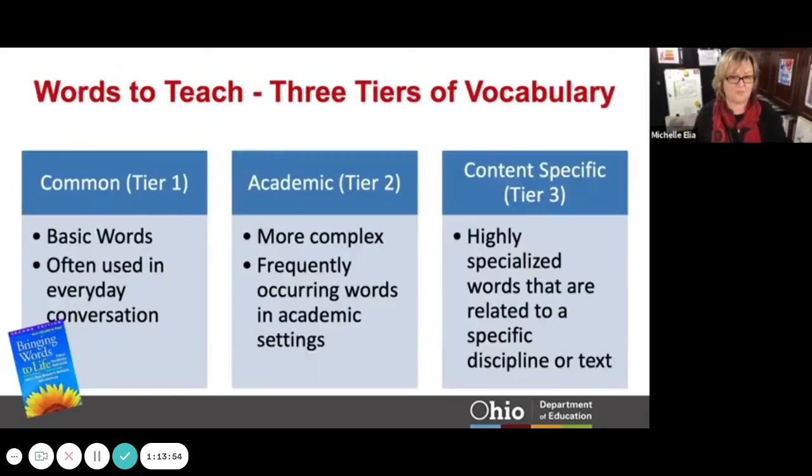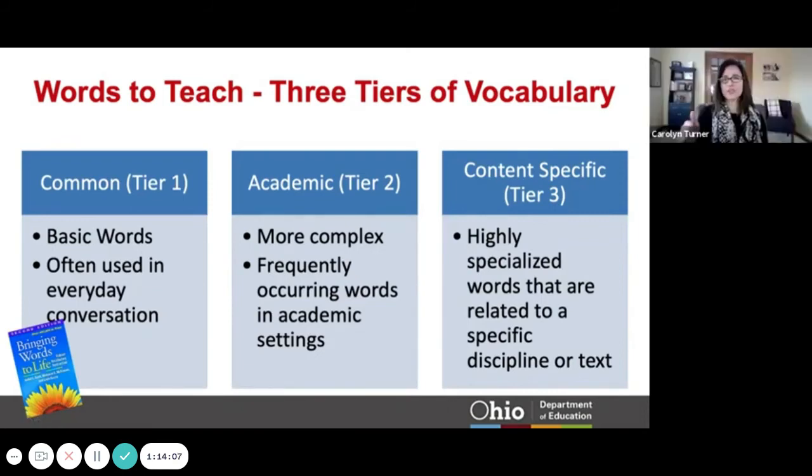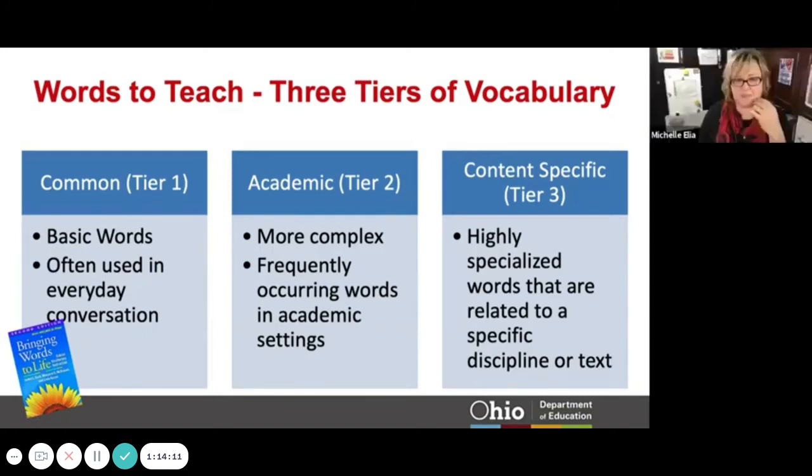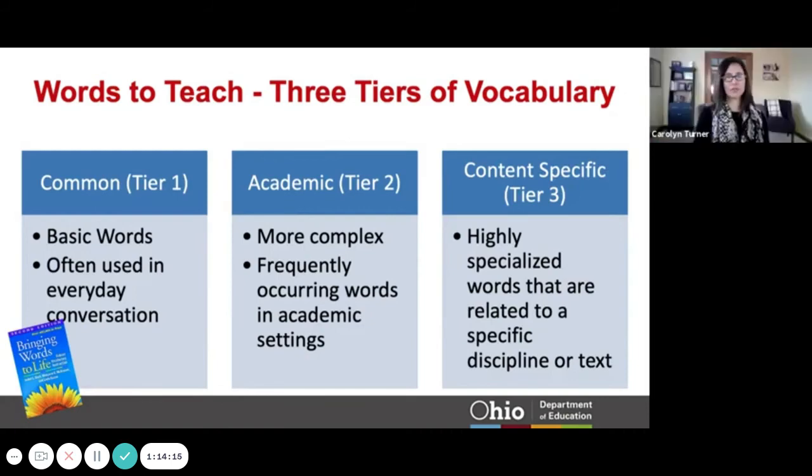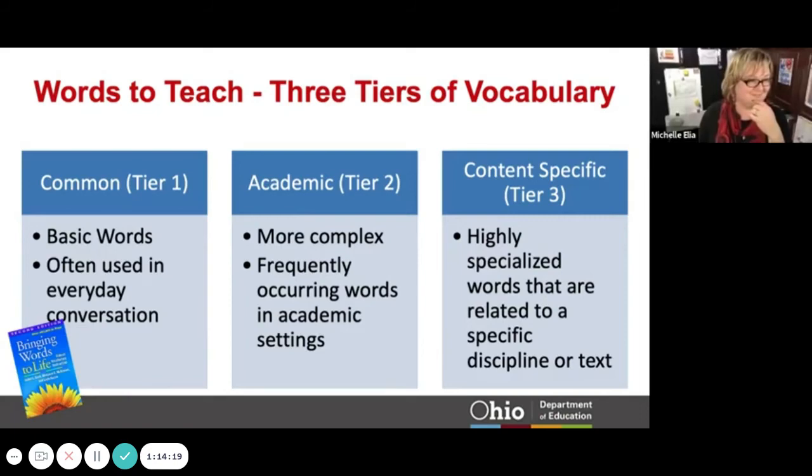tiers of vocabulary. Before I review this, I just need to get an understanding from you: how many of you are familiar? Go ahead and raise your hand. How many of you are familiar with the 3 tiers of vocabulary? You can use your participant features. I'm seeing some hands up here. So that is good to know that you have knowledge about this. Good, because that way I can go quickly through this part.